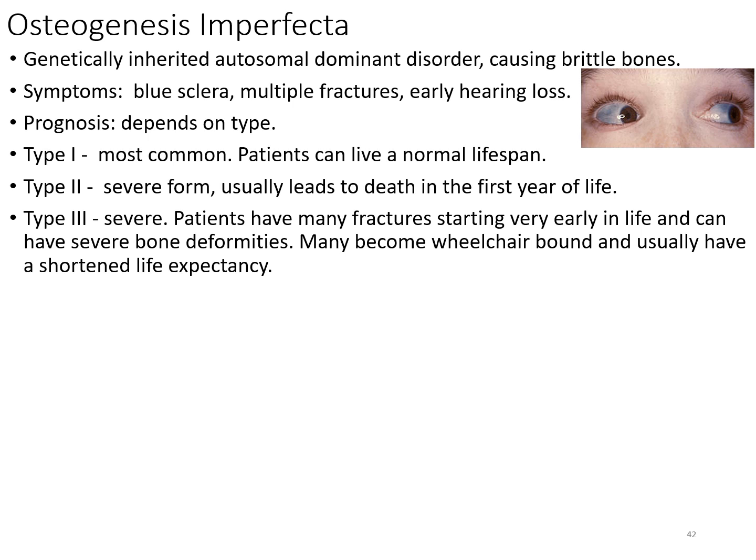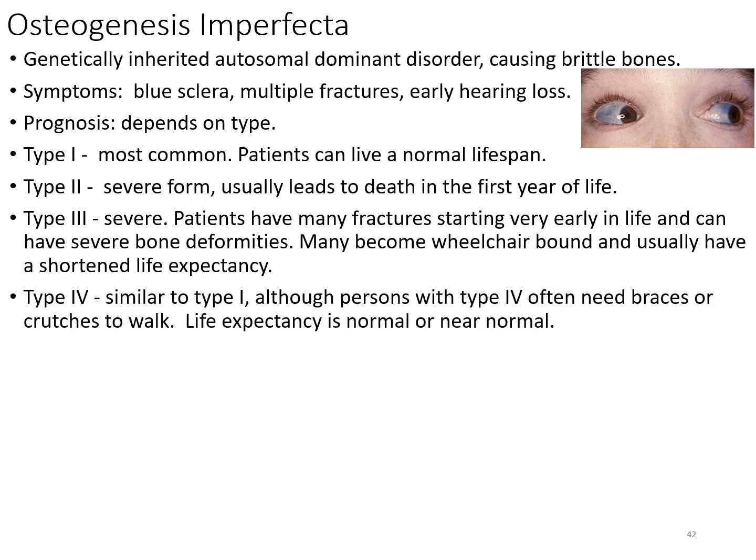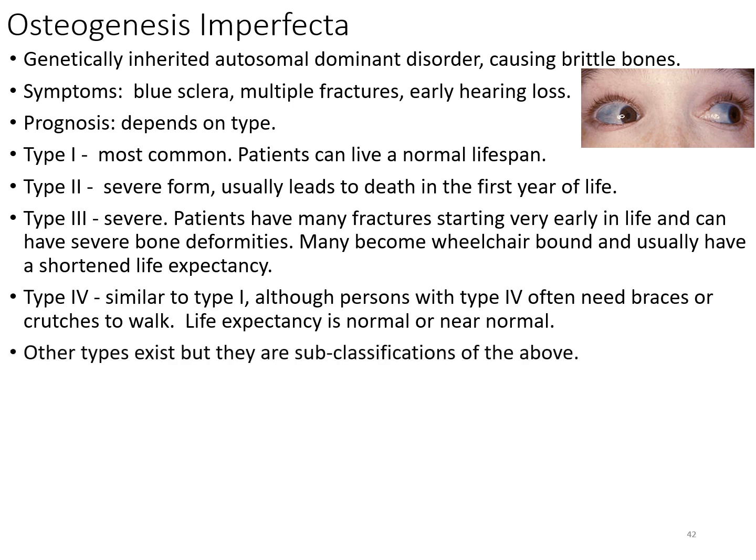Patients have many fractures starting very early in life and can have severe bone deformities. Many become wheelchair bound and usually have a shortened life expectancy. Type 4 is similar to type 1, although persons with type 4 often need braces or crutches to walk. Life expectancy is normal or near normal.